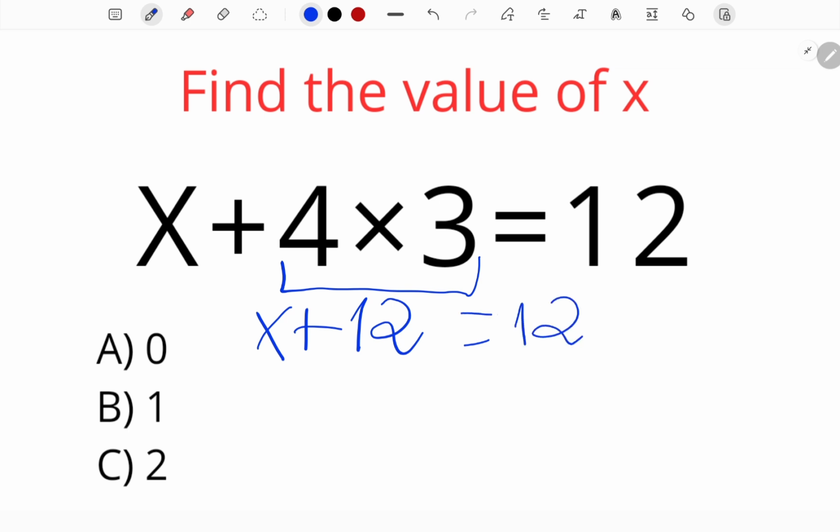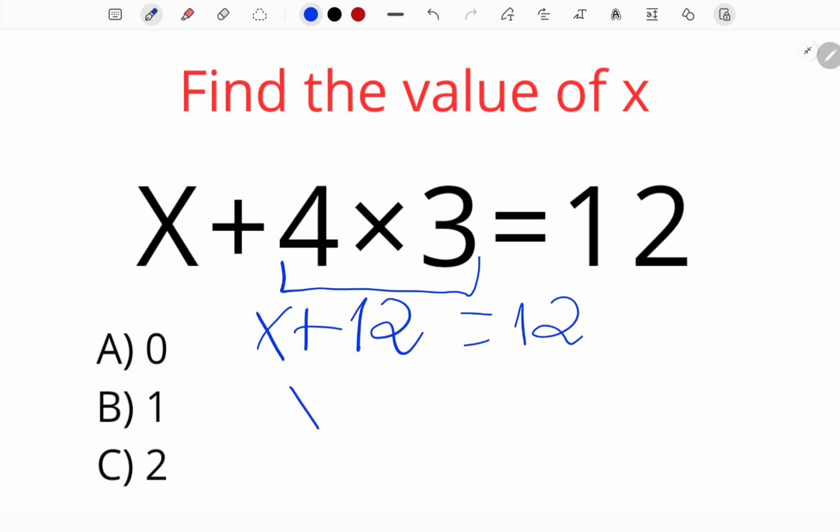The next step is to isolate the variable x to find its value. To do that, we need to get rid of the number 12 on the left side of the equation. The way to do that is by subtracting 12 from both sides of the equation. This is because any operation we perform on one side of the equation, we need to do on the other side to keep it balanced.